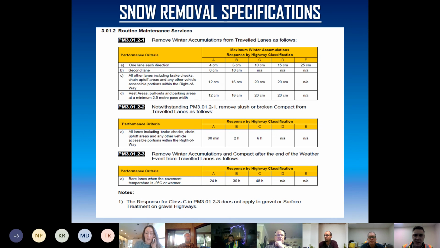This next table is our snow removal specifications. As you'll see, this one goes back to the alpha as it's just for winter time. We have specifications for one lane in each direction, so that's more for a primary lane on a multi-lane highway, or the traveled lane on a side road would fall under that as well. Secondary lanes on a multi-lane highway: you'll see that there's a little bit more accumulation standard than the one lane in each direction, so the intent is to keep primary traffic lanes within that specification, and the accumulation standard goes up a little bit for secondary lanes.